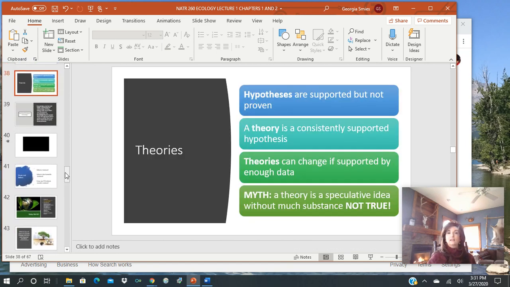So then, we've discussed science, we've discussed the scientific method. What's a theory? Well, hypotheses are supported but not proven. Remember, we can't prove something does happen. We can only prove X, Y, and Z do not occur. A theory is something that's consistently supported by a hypothesis.